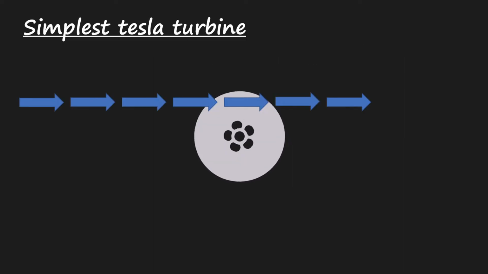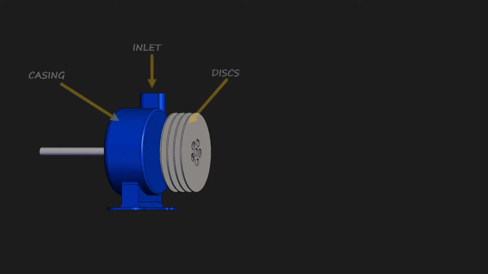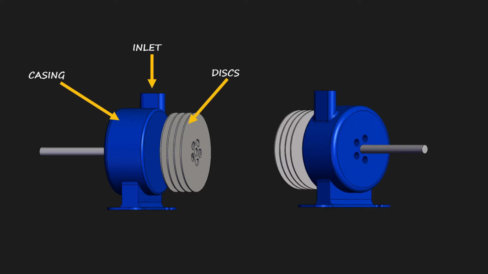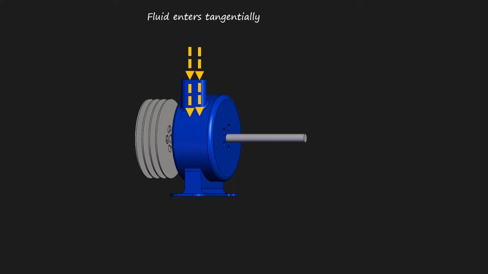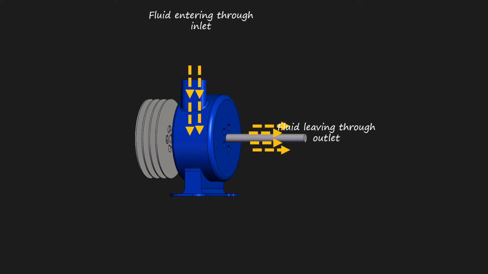Let us understand the working of the Tesla turbine. If you produce a viscous force tangential to a disk, it will start to spin. That's the simplest form of Tesla turbine, but that's very inefficient. The Tesla turbine mainly consists of a disk and a casing around the disk, which has an inlet and an outlet for the flow of fluid. The fluid enters through the inlet and eventually goes out through the outlet.